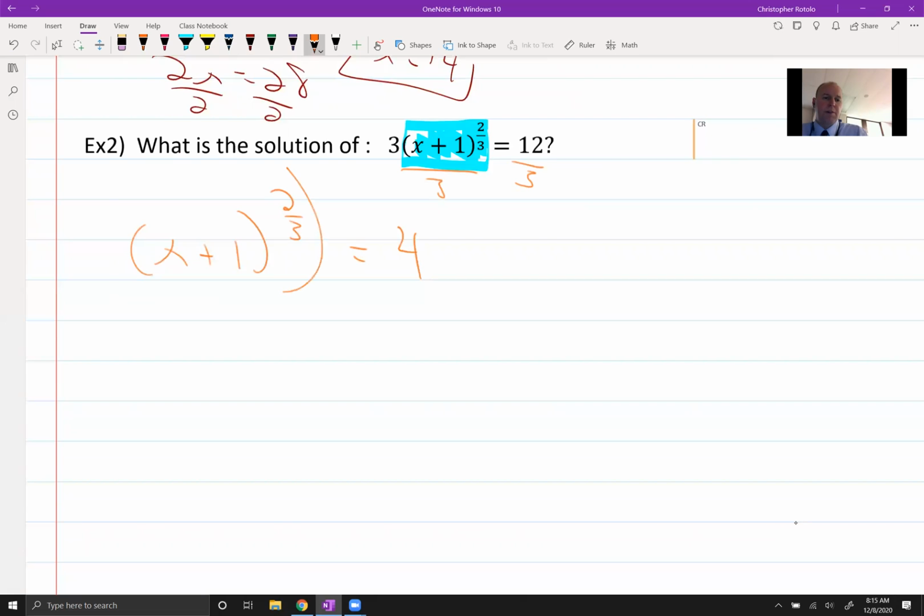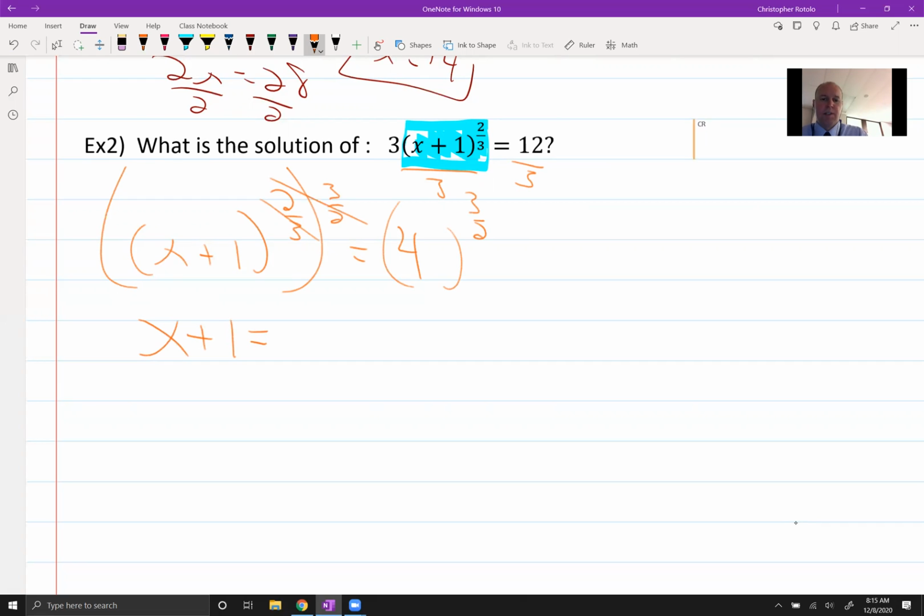How do we get rid of the 2/3 power? Well, I need to multiply this by something, right, in the exponent, so that it turns out to be 1 over 1. So what we use is the reciprocal, so 3 over 2. So that means this becomes 6 over 6. In other words, it just cancels itself out. So we get x plus 1 to the first power, which is x plus 1.